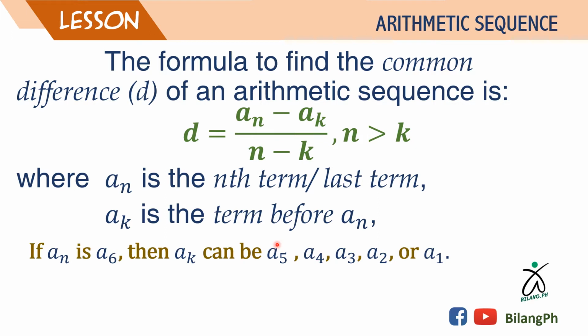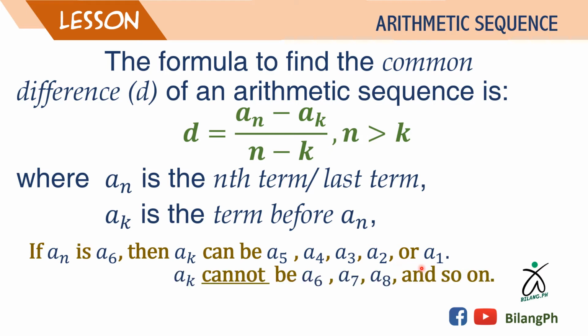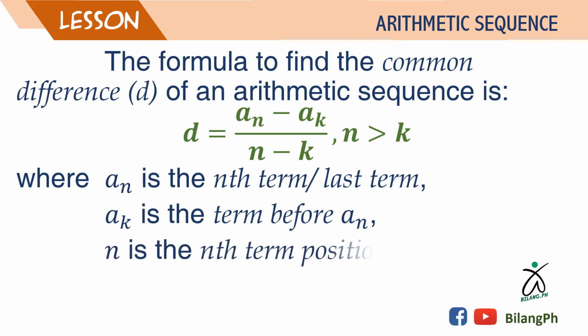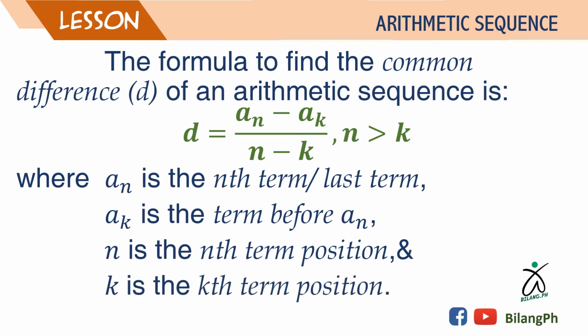Ibig sabihin, kung ang A sub n natin ay A sub 6, ang A sub k ay pwedeng maging A sub 5, A sub 4, A sub 3, A sub 2, o kaya A sub 1. Pero hindi pwedeng maging A sub 6, A sub 7, A sub 8, and so on. N is the n-term position. K is the k-term position.